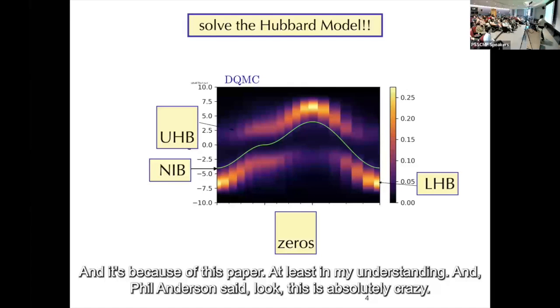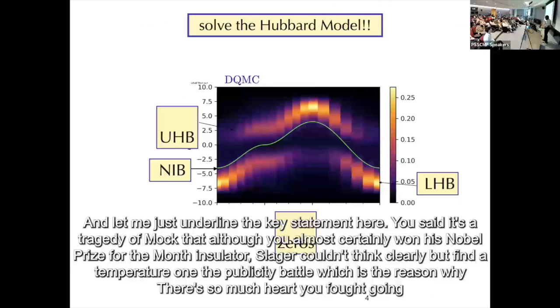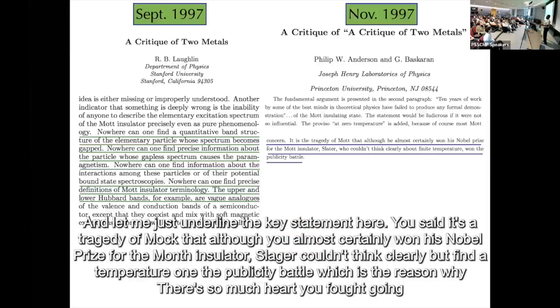And Phil Anderson said, look, this is absolutely crazy. And let me just underline the key statement here. He said, it's the tragedy of Mott that although he almost certainly won his Nobel Prize for the Mott insulator, Slater couldn't think clearly about finite temperature, won the publicity battle, which is the reason why there's so much Hartree-Fock going on.